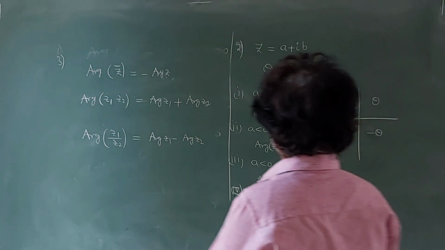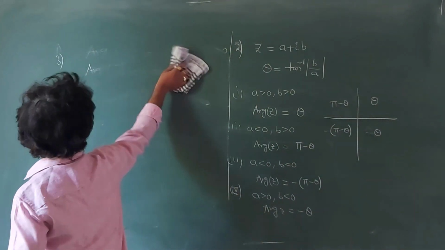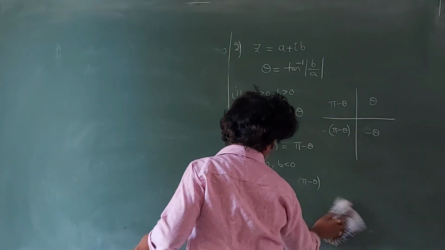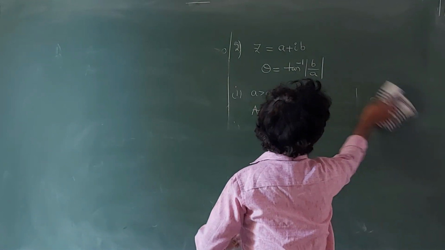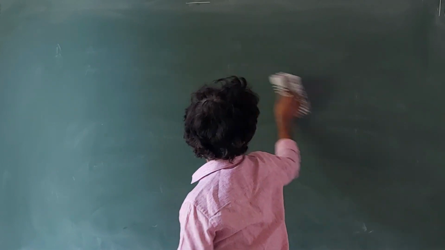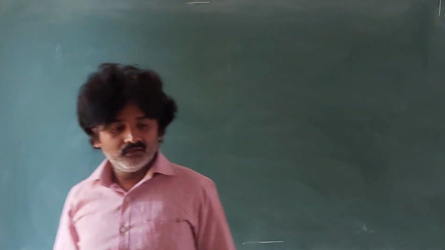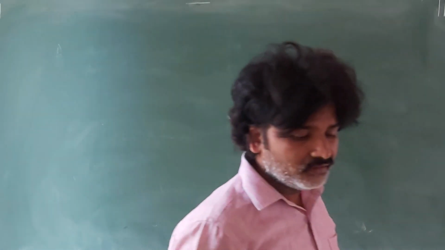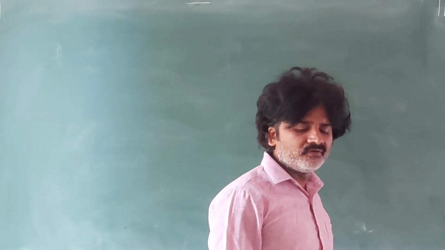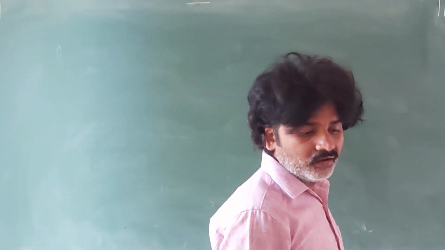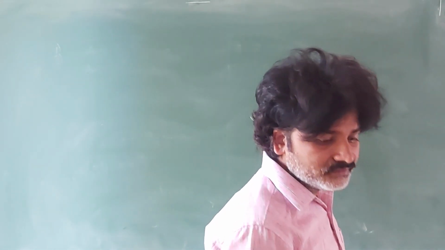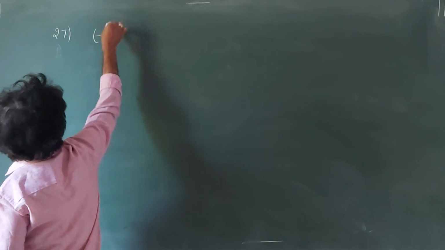Now let us continue the problems. Till problem number 26 we have done from our material. Now see the next problem. Here onwards many questions are all about finding amplitude or arguments. So 27th, the amplitude of the complex number (minus 1) whole power 5.